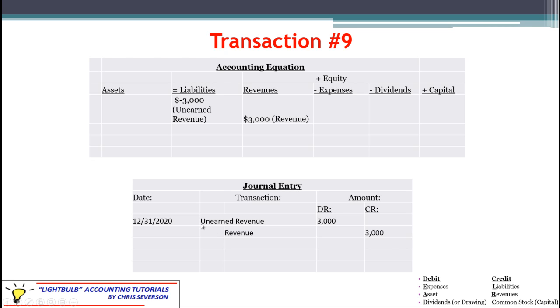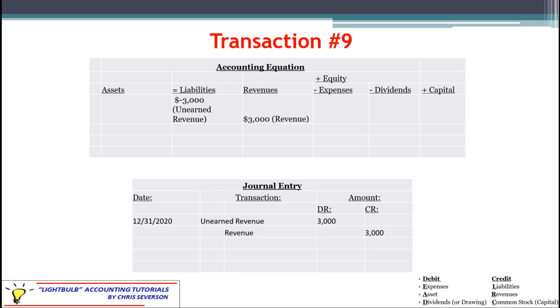And in this case, to decrease the liability, we have to use the opposite of its normal balance. Its normal balance is a credit. We're using a debit. So we debit unearned revenue to decrease that liability. And to increase the revenue, we have to use the normal credit balance. That'll increase it. So increase the revenue with a credit $3,000.